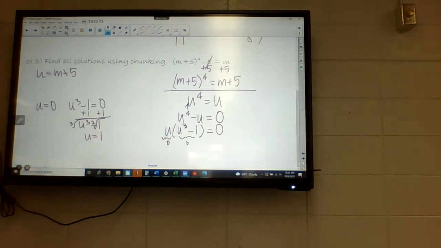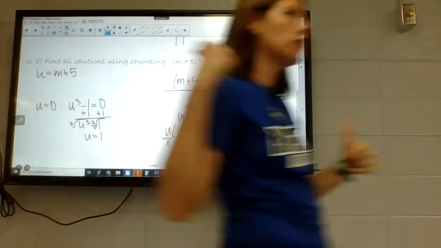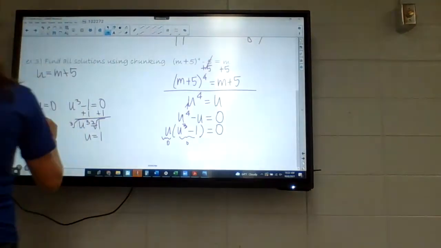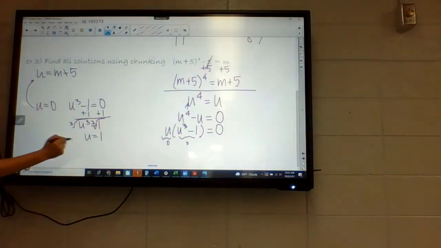So u would equal 1. So we want to solve the original problem though. Now we have a couple values for u. I'm going to put those back into my chunk, substitute these back in and find out what m could be.